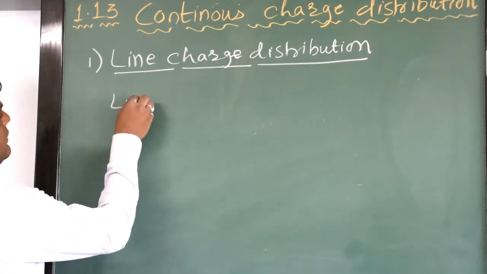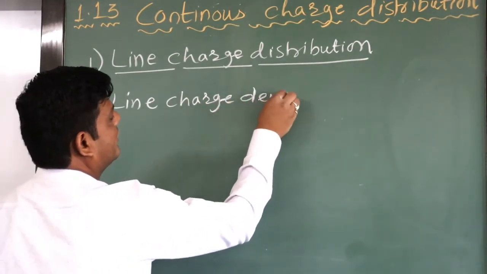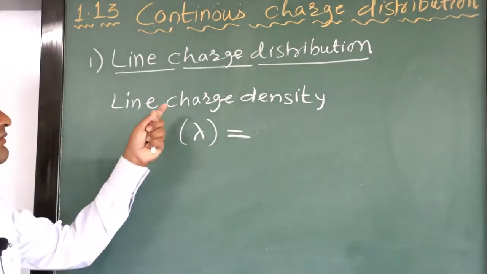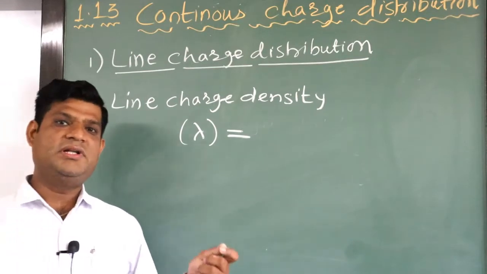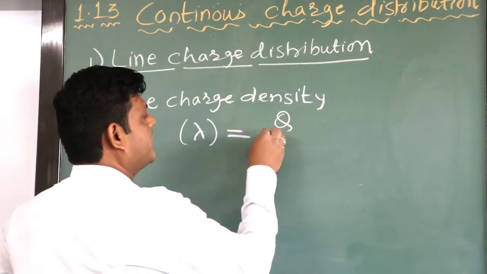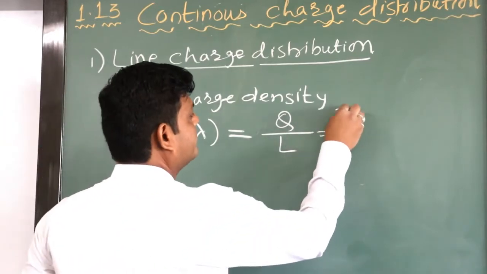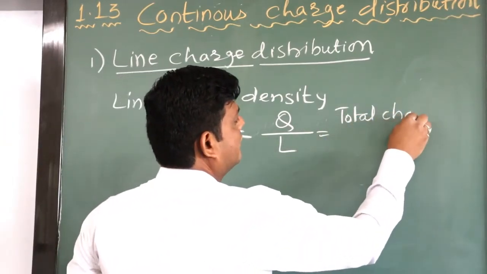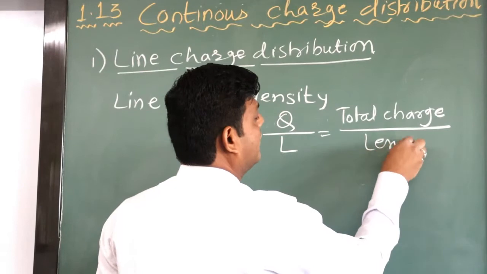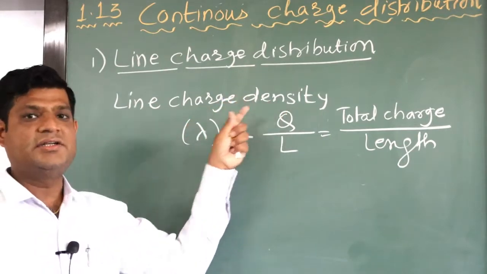What is the meaning of line charge density? It means total charge on the line divided by the length of the line. Total charge on the line divided by the length of that line, that is known as lambda. Lambda is known as the line charge density.